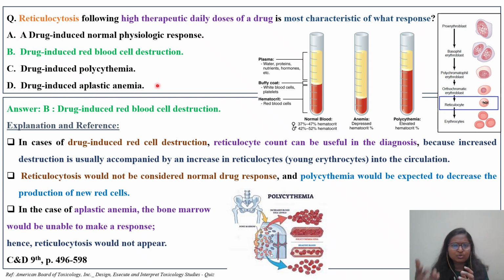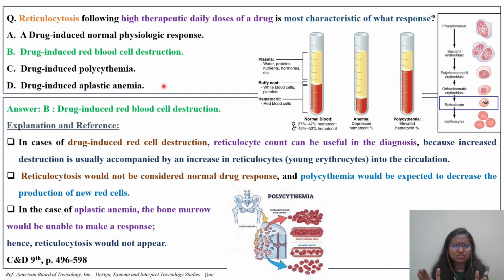With respect to this question, I suggest you read about erythropoiesis, the flow diagram of how RBCs are formed, the different stages of RBC formation. And also read about different types of anemias. They are listed under target organ blood toxicity in Klaassen. You read about sideroblastic anemia, hemolytic anemia, aplastic anemia, pure red cell anemia. So different types of anemias are there, and different drugs are responsible for causing these types of anemia.